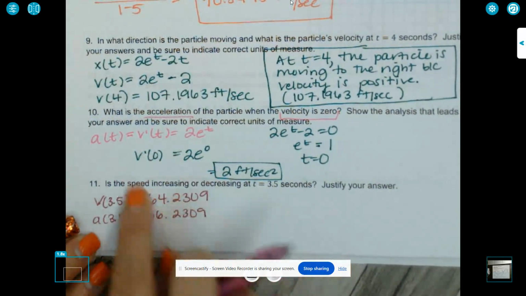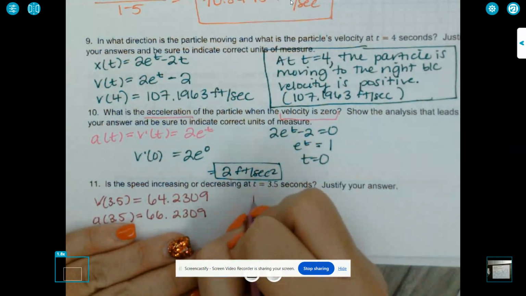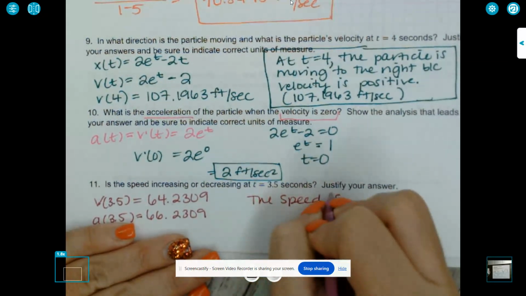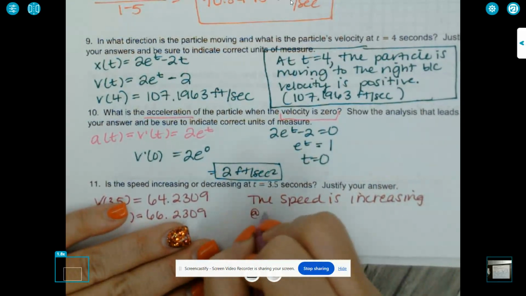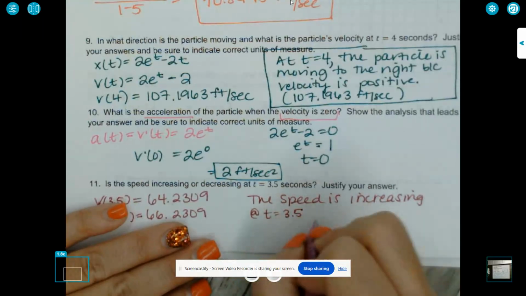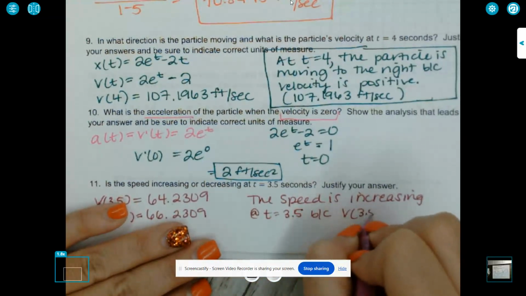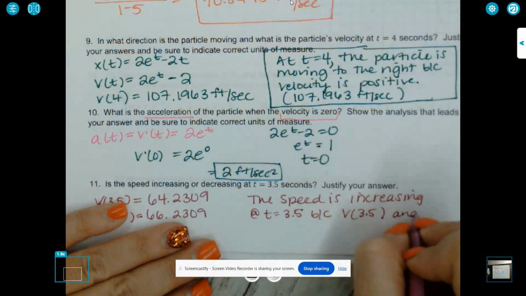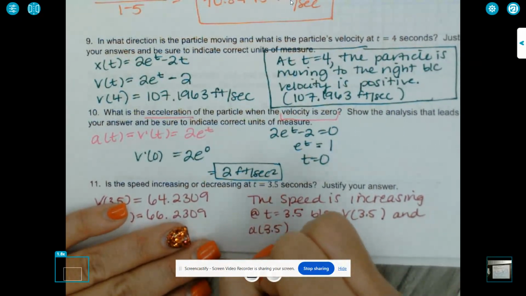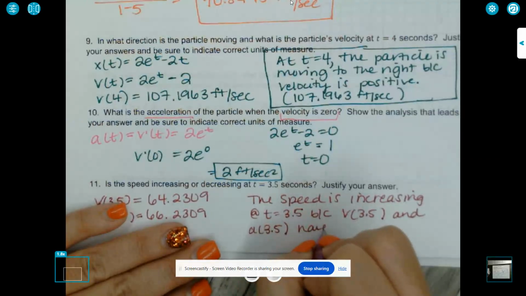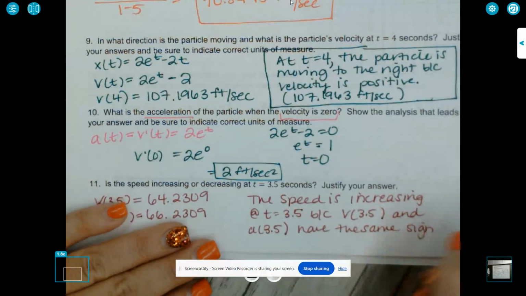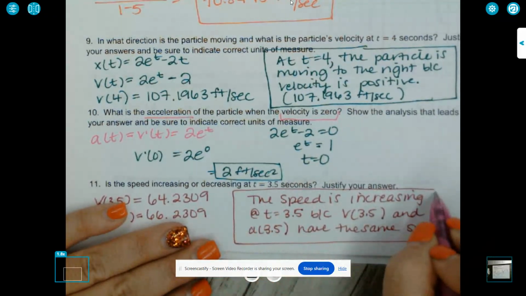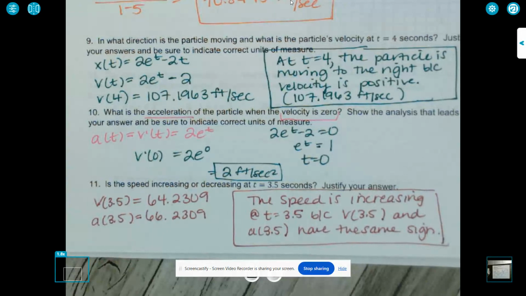Okay, and so since they are both positive, the speed is increasing at t equals 3.5 because v of 3.5 and a of 3.5 have the same sign. Now you could say because velocity and acceleration and so forth. You don't have to necessarily use v of 3.5 and a. You could say because velocity and acceleration have the same sign. Serves the same purpose, okay?